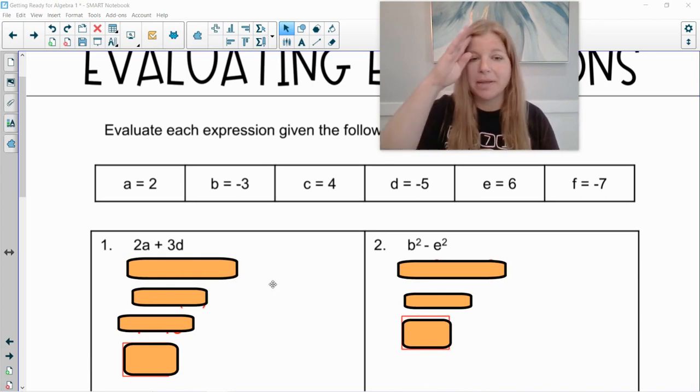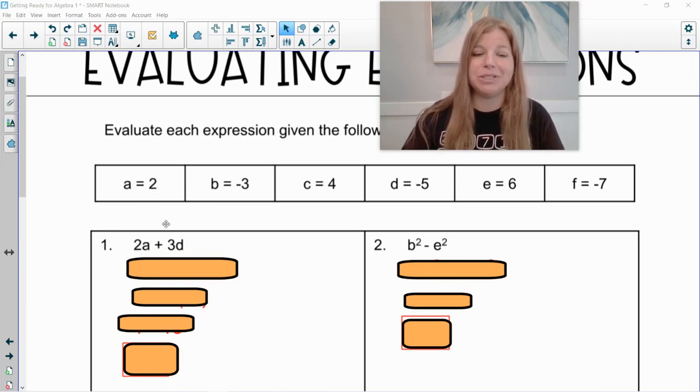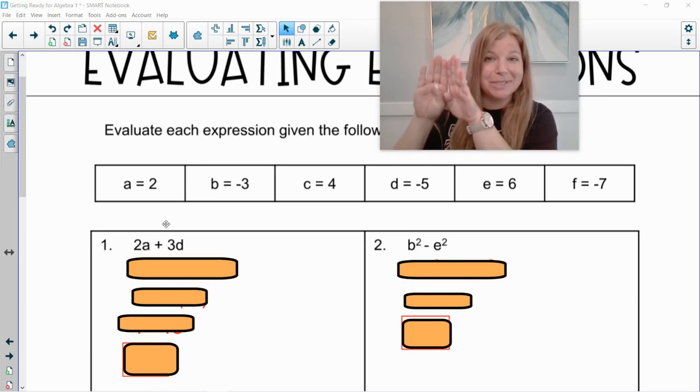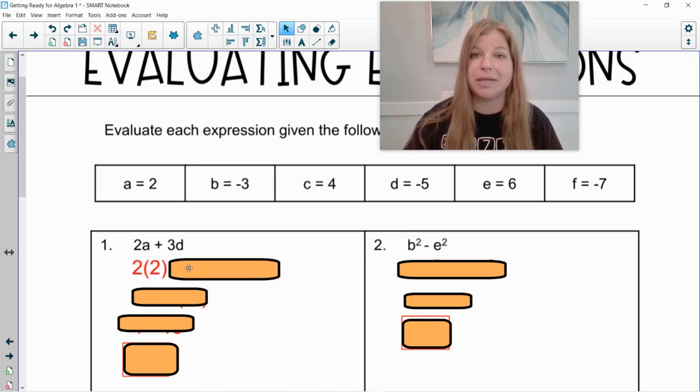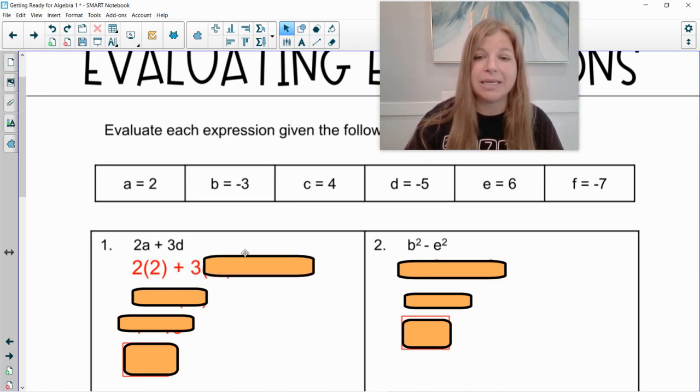and I have to keep in mind that when it says 2a, and a is 2, that doesn't mean I plug in 2 and make it 22. It means 2 times 2. Because remember, we talked about this. Side by side means multiply. So this is really saying 2 times 2. Notice I plugged my 2 in parentheses when I plugged in the value of 2 in for a, plus 3 times d, and d is -5.